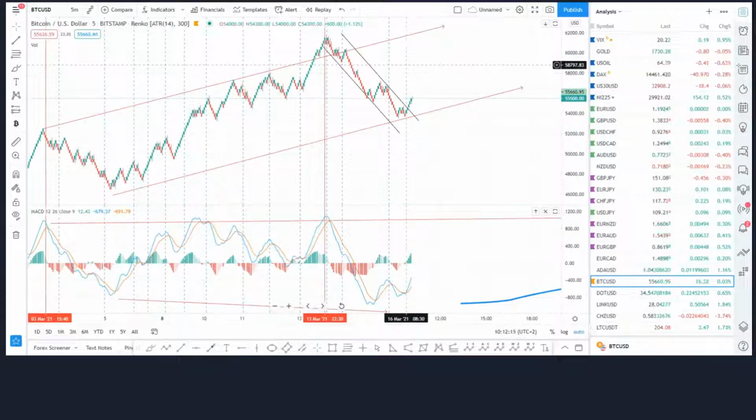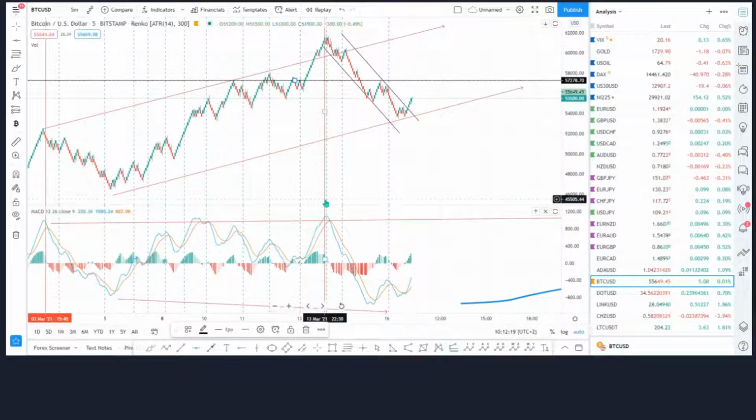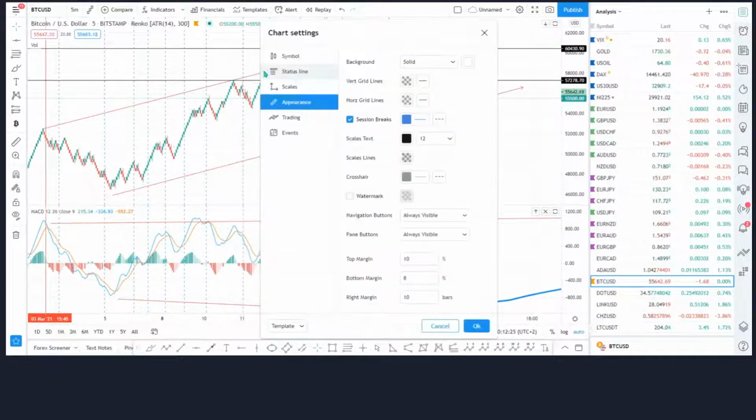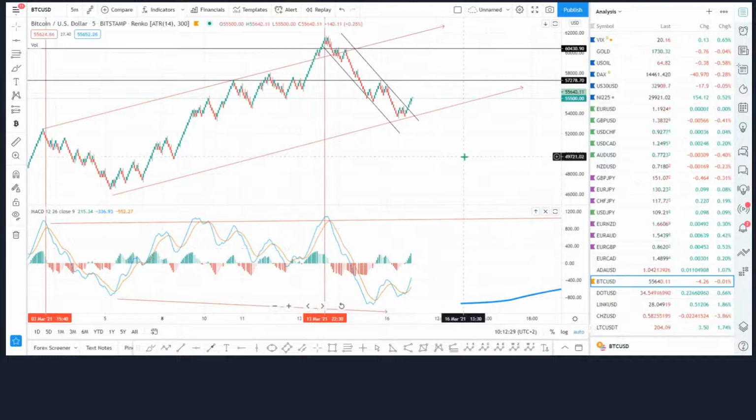Okay. Just to put some levels here. So probably this one level important. And this one. Just gonna remove this session break right there. No need. Okay, guys. So this is very solid so far.